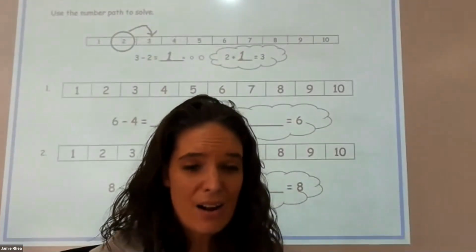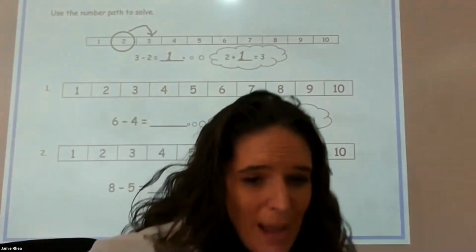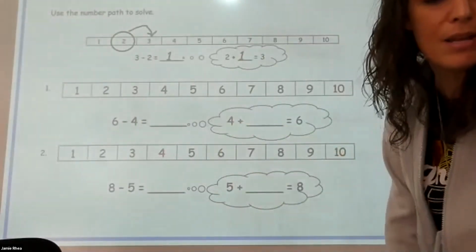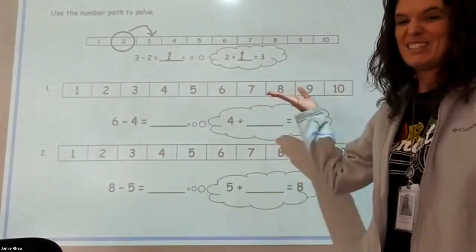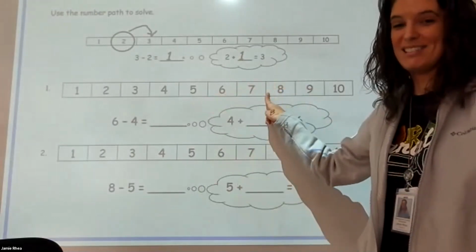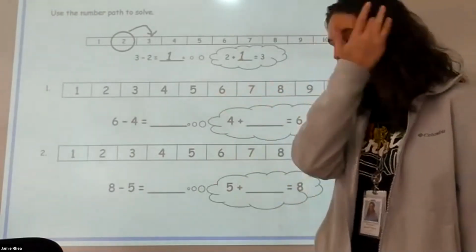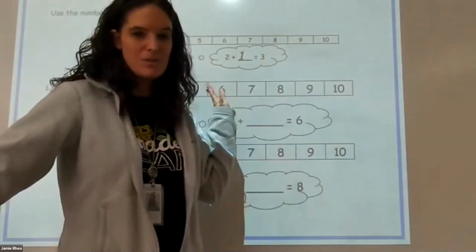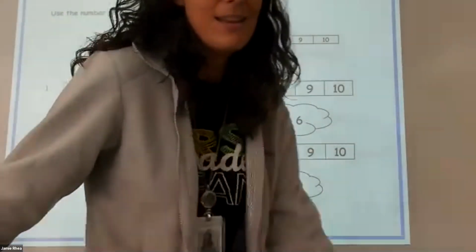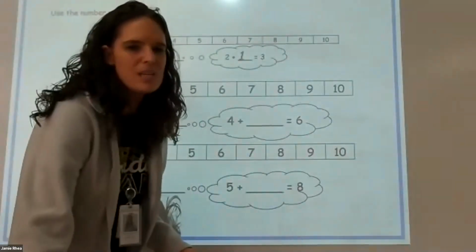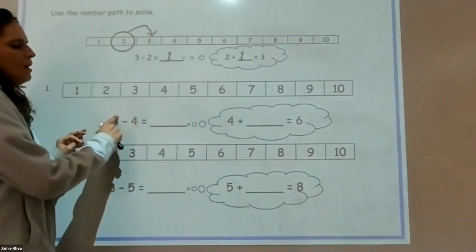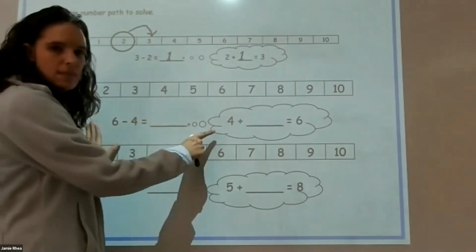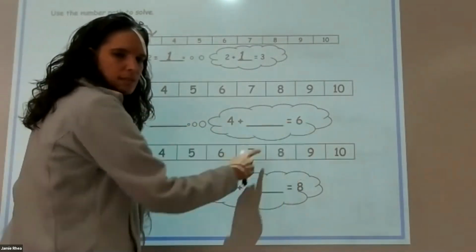All right, our directions say to use the number path to solve. Okay, so let's take a look. Our number path looks a little different. They have boxes instead of a line, and that's okay because number paths come in different looks all together. So we can have just a straight line with numbers on it, or we can have boxes, and that's okay. Either one. So let's look at how we can do this. 6 minus 4 equals blank. And then they have 4 plus blank equals 6.